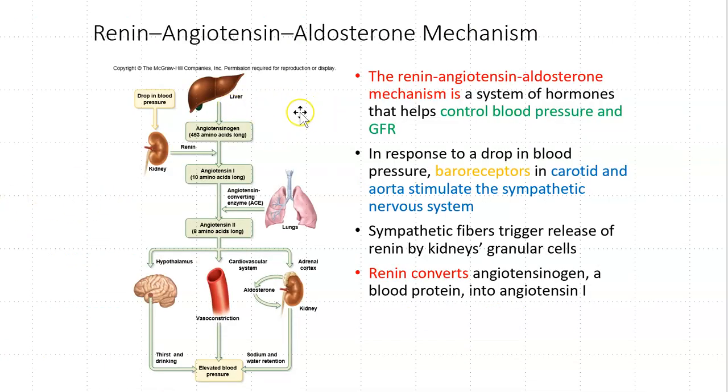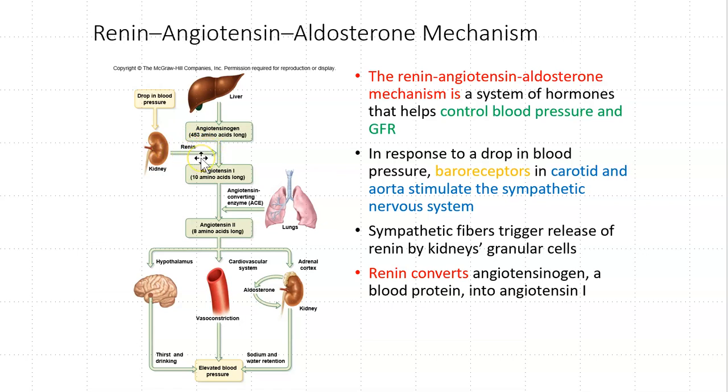So this picture over here shows a very important mechanism known as the renin-angiotensin-aldosterone mechanism. So this mechanism is one of the main mechanisms that helps in controlling blood pressure and the filtration rate in the kidney. When the blood pressure in the body drops, in response to the low blood pressure, the baroreceptors get activated in the carotid artery and the aorta, and it stimulates the sympathetic nervous system. Now, the sympathetic nervous system triggers the release of something called renin by the kidney.